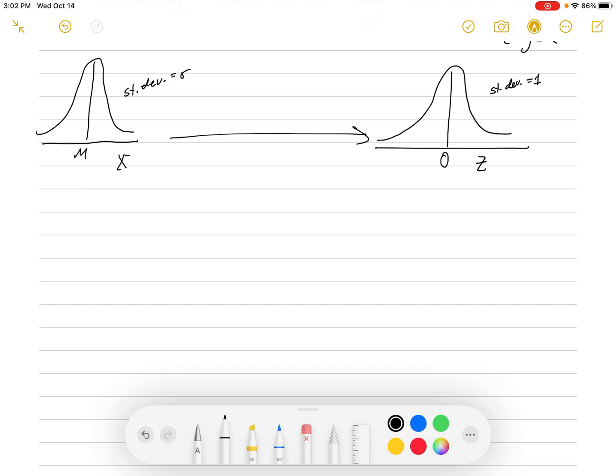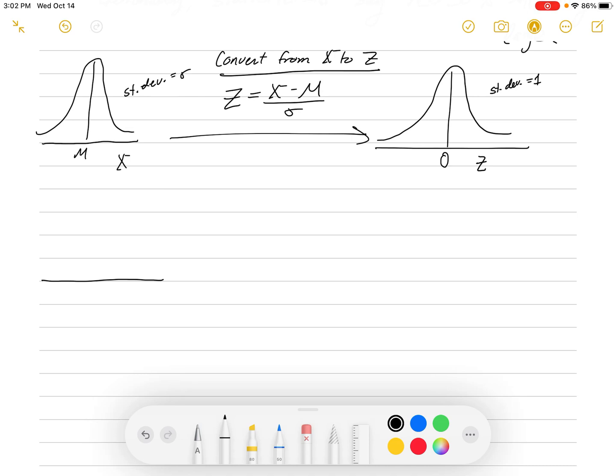So remember that formula we had. Remember to go from x, convert from x to z. Remember the formula. It was z equals your x value minus your mean, mu, divided by your standard deviation, sigma.